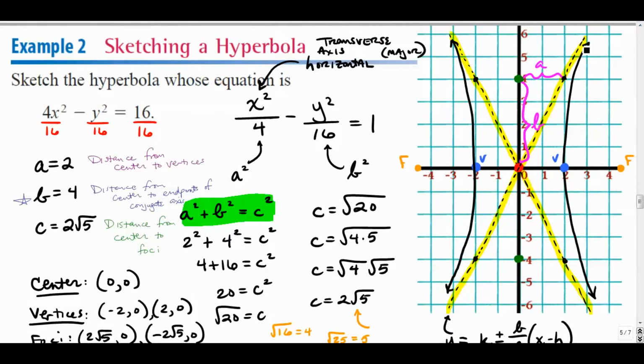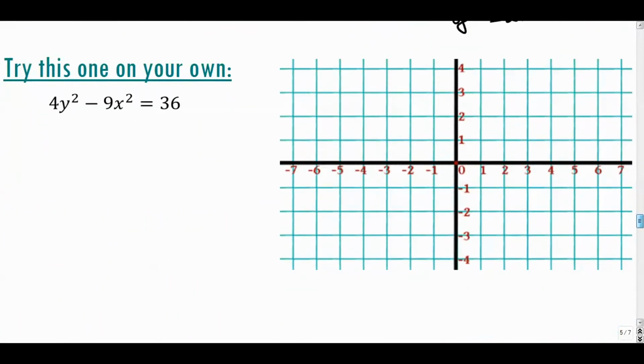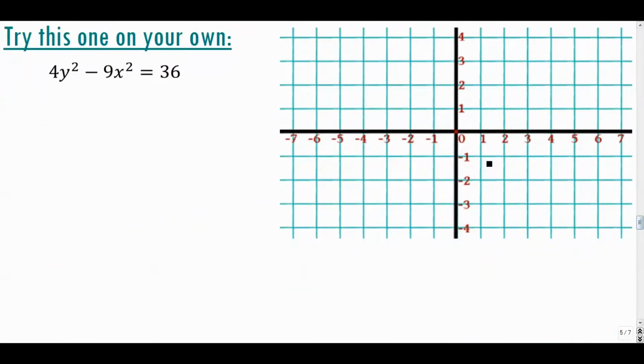There's a lot going on, and we're going to look at one here. In the next exercise, I'll let you try it on your own. That will do all this same stuff, but this time you'll see that the hyperbola is shaped a little bit differently. So go ahead and try this one on your own and see if you can come up with where the foci are and all that stuff. So go ahead.